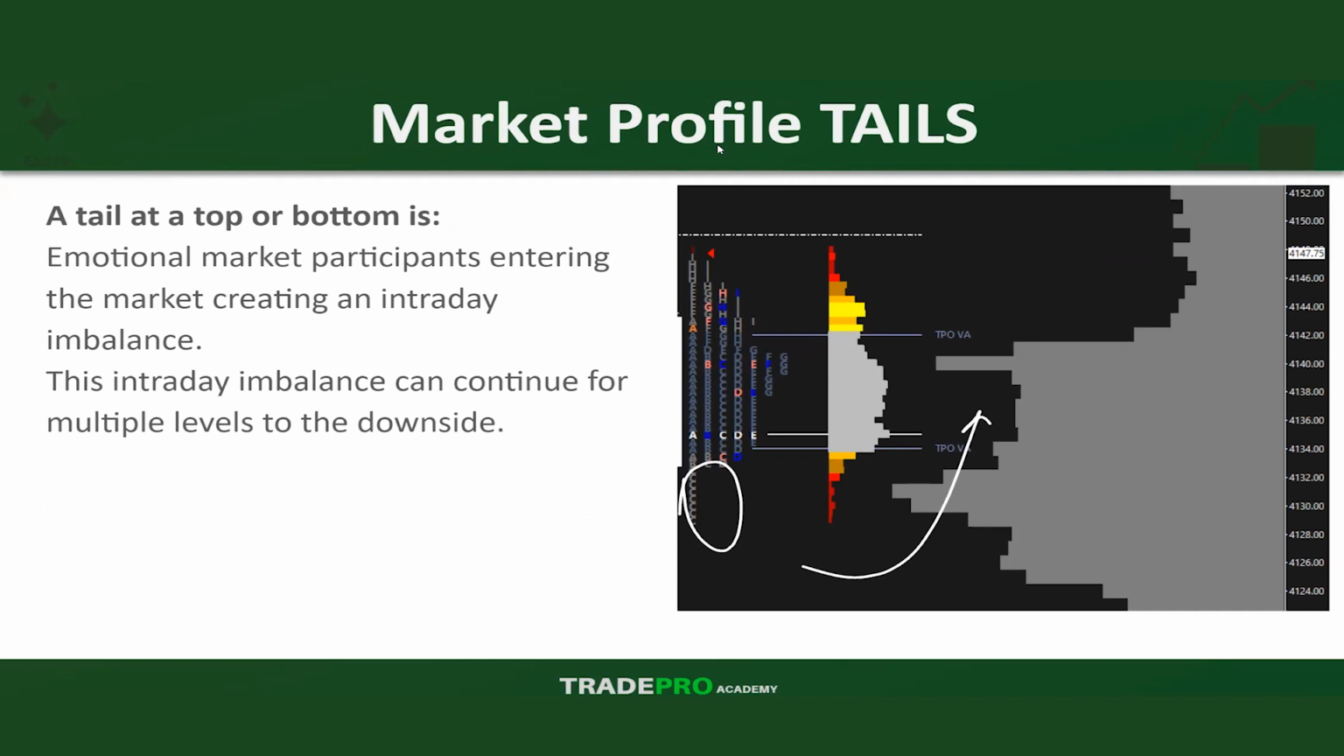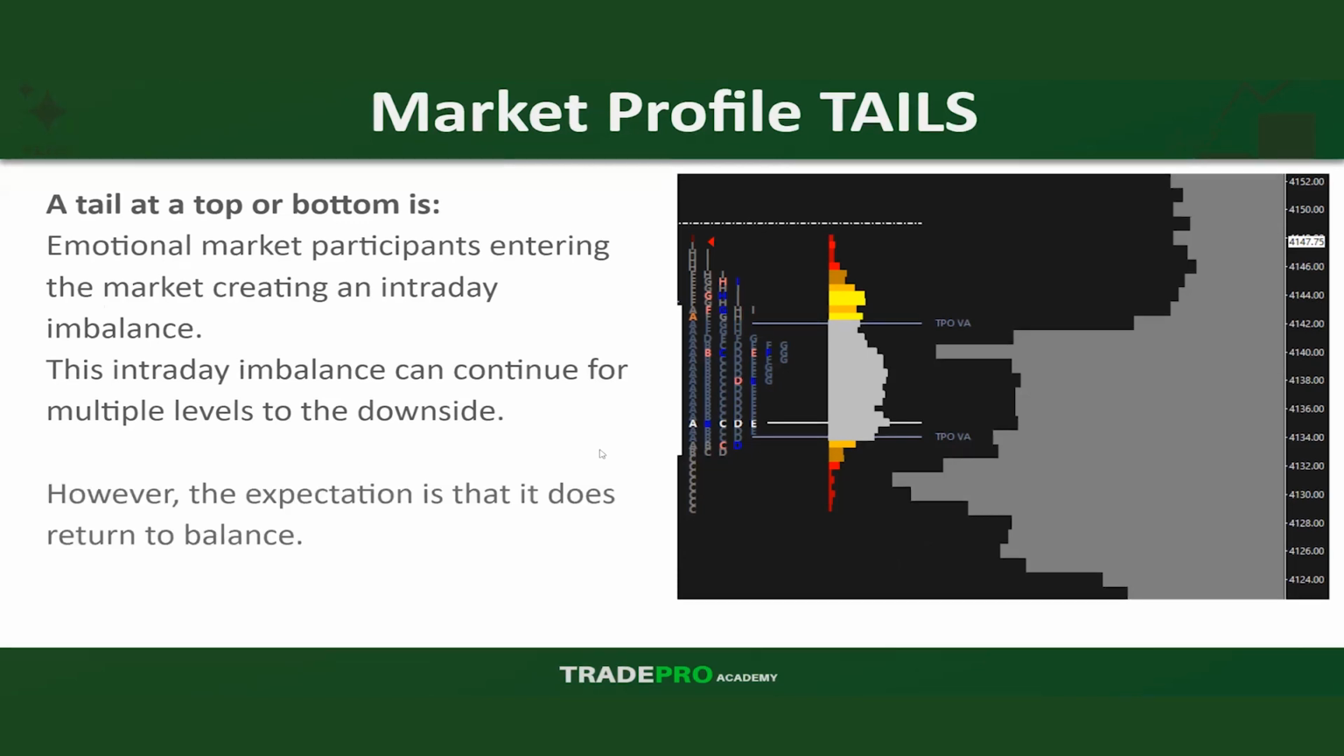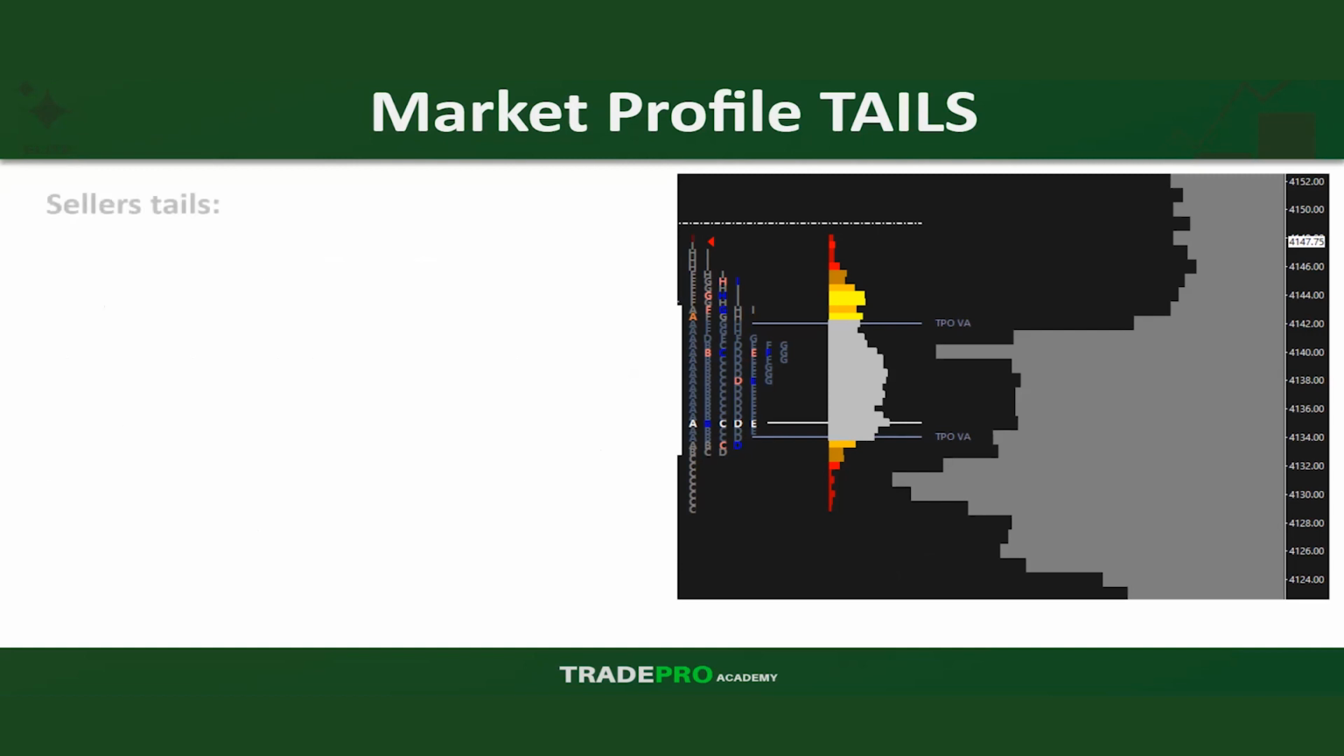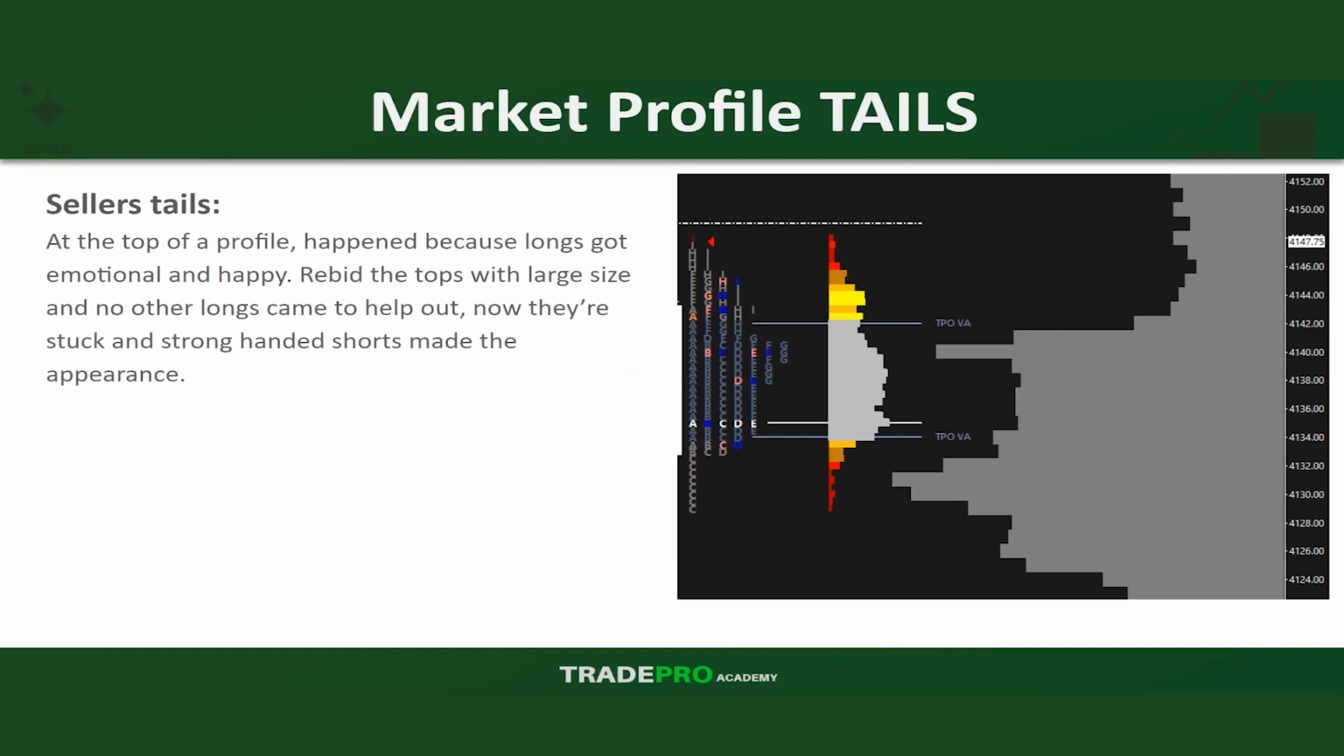But the point is you want to identify these areas as potential trade opportunities for a mean reversion, right? The expectation of this is that it does return to balance. So how will this C period return to balance? When we have seller tails, they're going to be at the top of the profile. They happened because longs got too emotional and happy. They rebid the tops with large size and no one came to help them out.